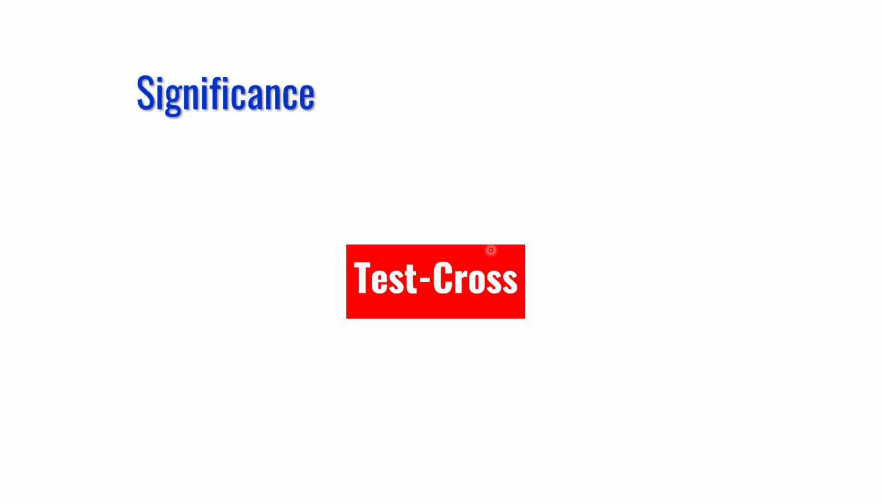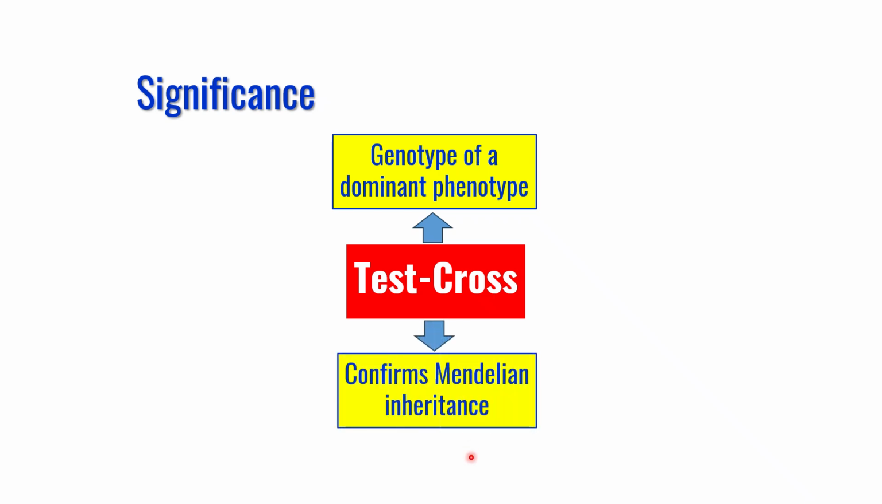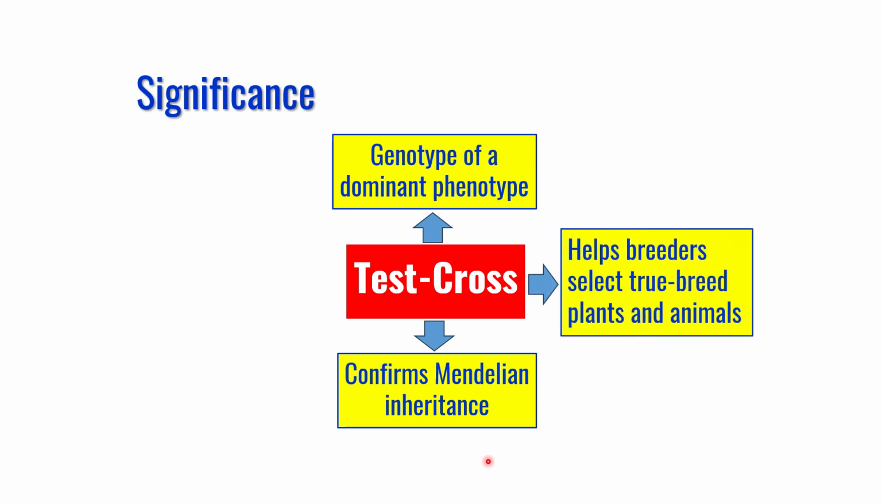So let me go over the significance of test cross. The first is it helps in determining the genotype of an organism showing a dominant phenotype. It also confirms the Mendelian inheritance patterns and validates the genetic predictions of Mendel's experiment. In addition, it helps the breeders to select true breeding lines of plants and animals so that they can grow good quality food and fodder.